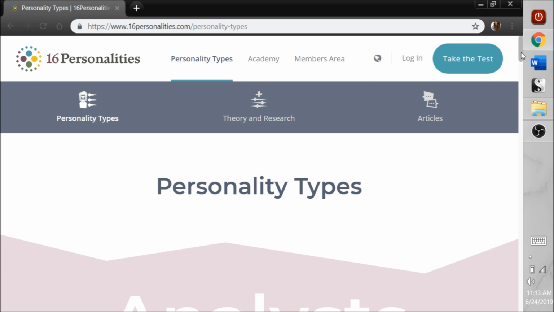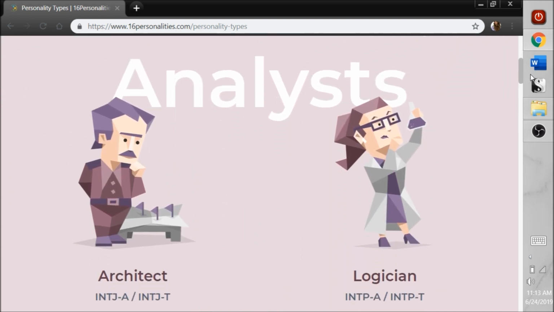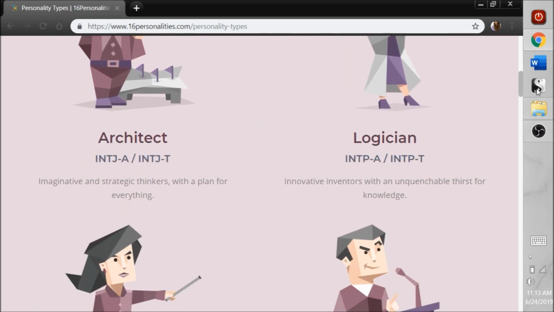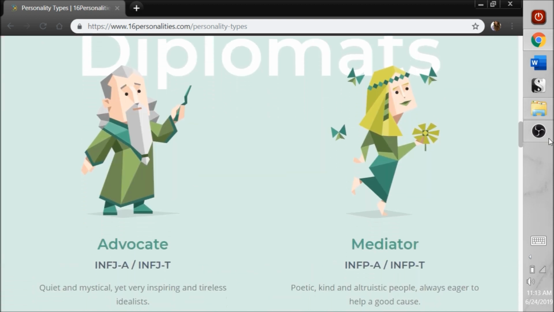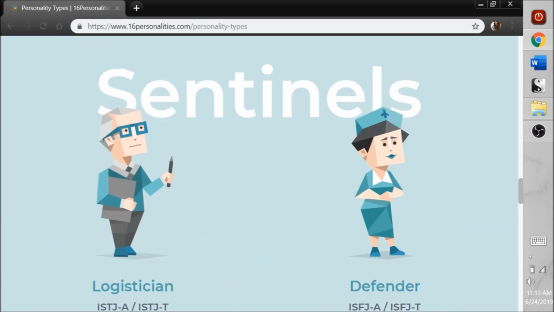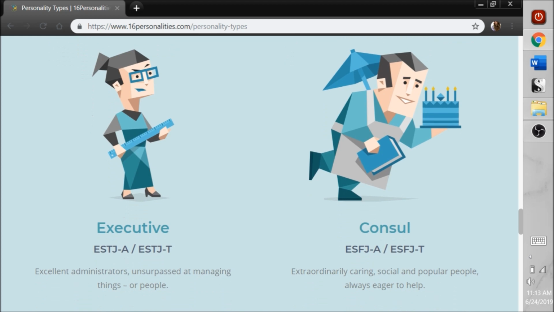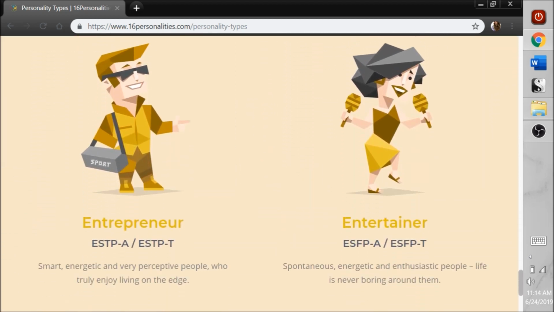Alright, so we're here on the personality types page, and if you scroll down, you can see that all the personality types are split up into 4 groups. So there's the analysts. These are the 4 personality types within that group. Then there are the diplomats, and these are the 4 in that group. The sentinels, I think I'm saying that right, and these are the 4 in that group, and the explorers, and these are the 4 in that group.